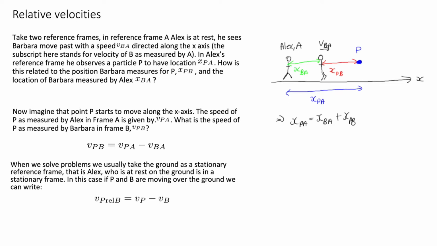Next, we're asked to imagine that point P starts to move along the x-axis. So this point is now moving. The speed of P measured by Alex in frame A is given by VPA. This is VPA measured by Alex, not by Barbara. We're asked what the speed of P is as measured by Barbara in frame B, so we're trying to find VPB.